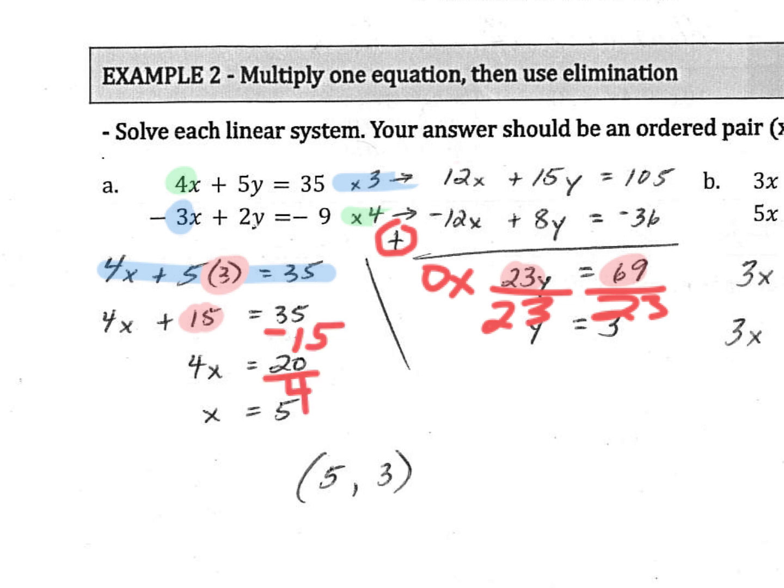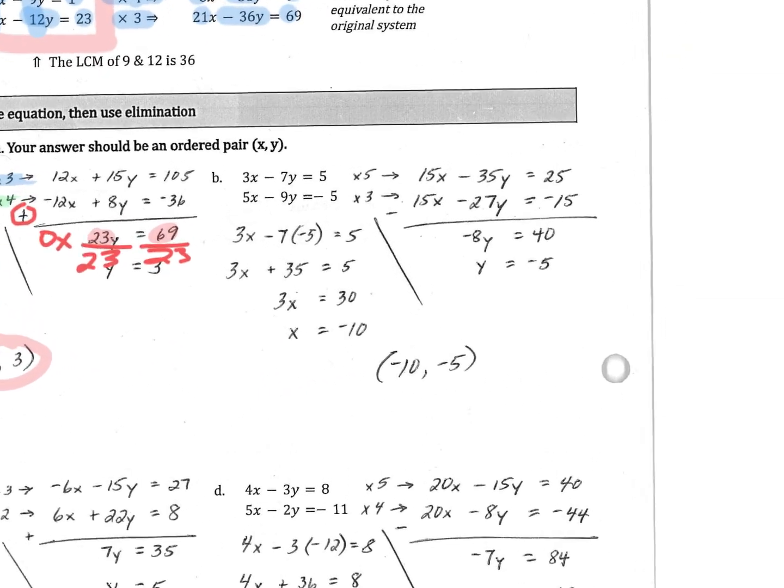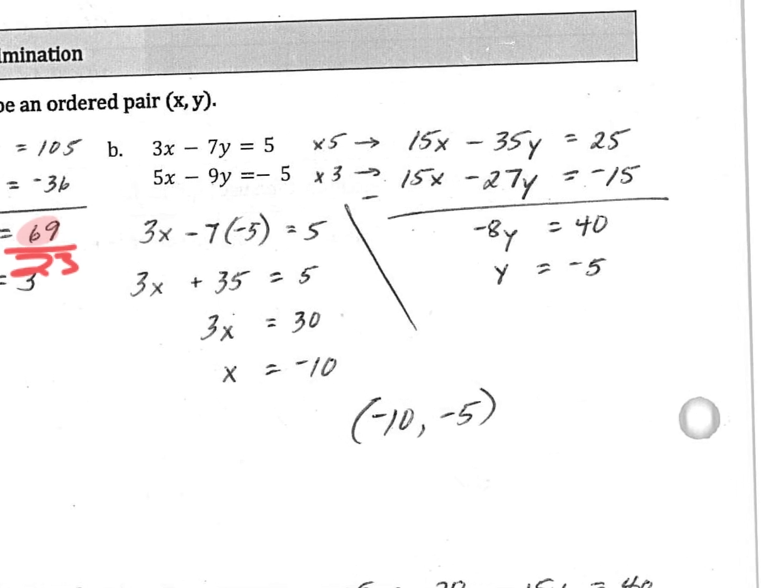So here's our final answer. Our x number goes first, and then our y number: 5, 3. So in this example, we multiplied both equations. Let's look at another one. Take a look at example B.